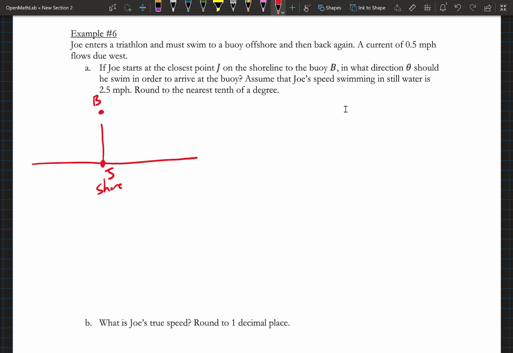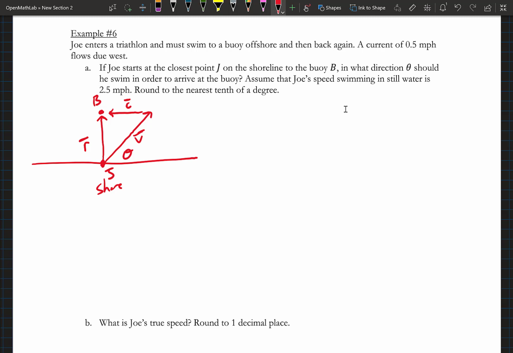So this is going straight north, right? And then this would be the resultant vector, and then we're swimming out this way, where this is theta and this is vector v. And then we have this water current that's going directly towards the west, right? So we'll call that vector C for the water current. So we can get some information about some of these vectors.